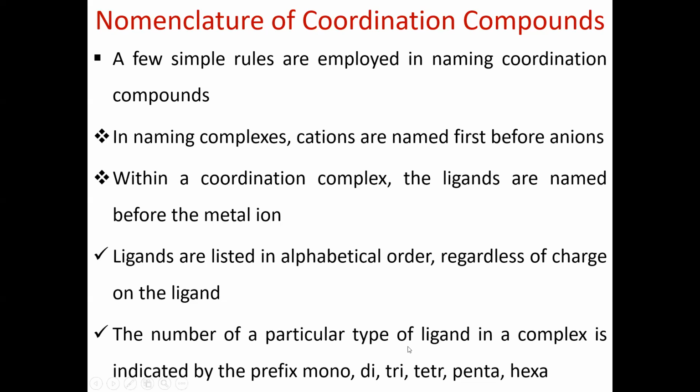Then the number of a particular ligand in a complex is indicated by a prefix, depending on the number of ligands you have. If you have one, then it's mono. Most times, if it's mono, we don't actually add the mono. But once it's more than one, you can add di, tri, tetra, penta, and all that. So with that, we'll be able to know the number of ligands that are actually coordinated.